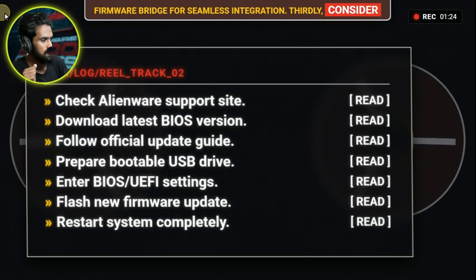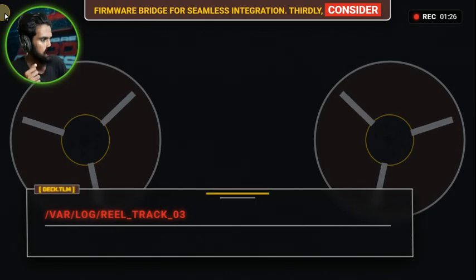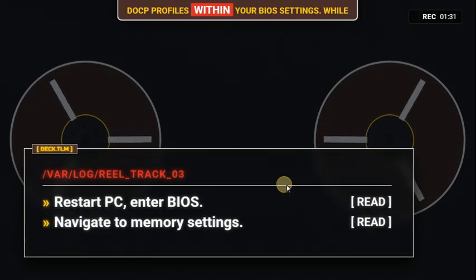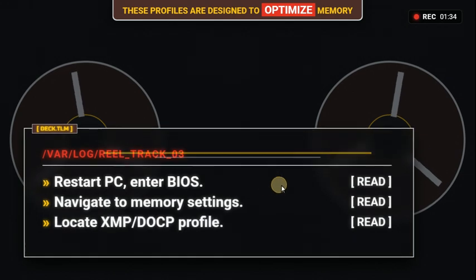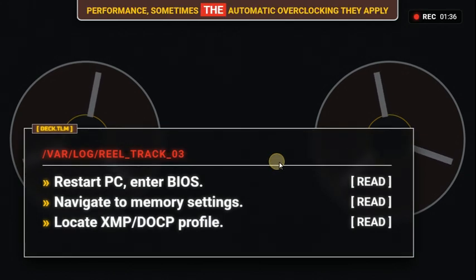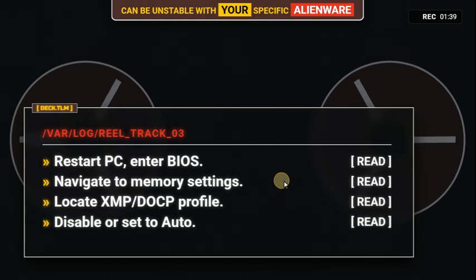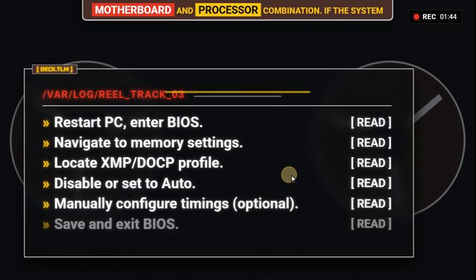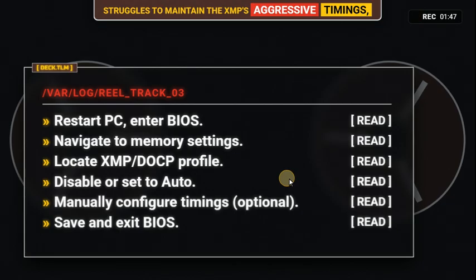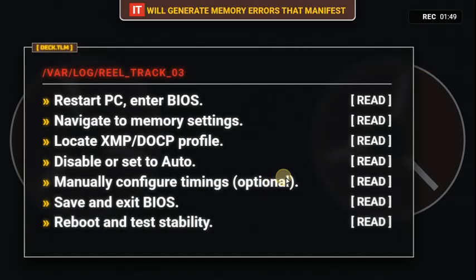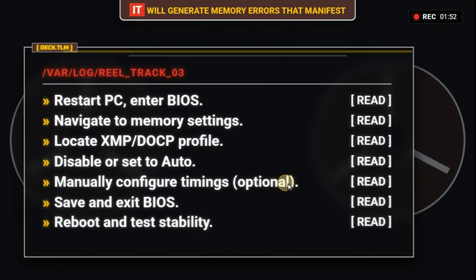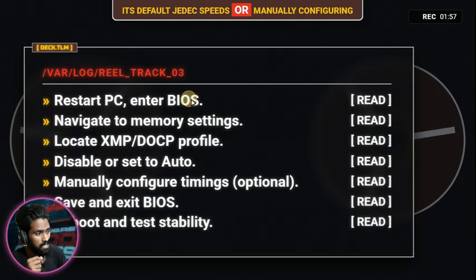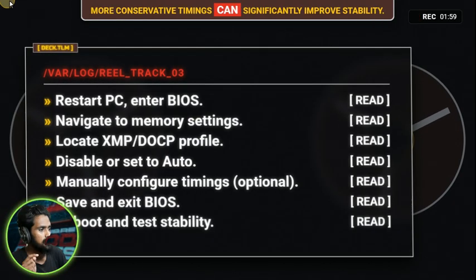Thirdly, consider adjusting or disabling the RAM's XMP or DOCP profiles within your BIOS settings. While these profiles are designed to optimize memory performance, sometimes the automatic overclocking they apply can be unstable with your specific Alienware motherboard and processor combination. If the system struggles to maintain the XMP's aggressive timings, it will generate memory errors that manifest as blue screens. Setting the RAM to its default JEDEC speeds or manually configuring more conservative timings can significantly improve stability.